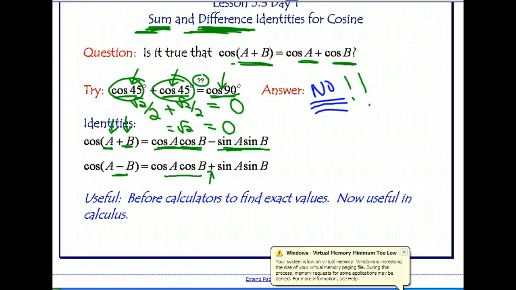Why would you want to use these? Well, before calculators, they would help you because all you have in your chart is a 30, 45, and 60. It'll give you angles in between, like a 15 or a 75 or 105 or something like that. And so you want to use it for that. But now with a calculator, why would you still want to know these identities? And the answer is it comes up in calculus.